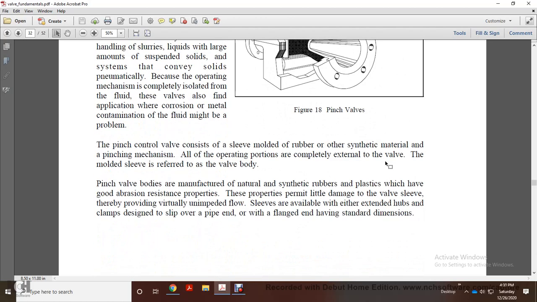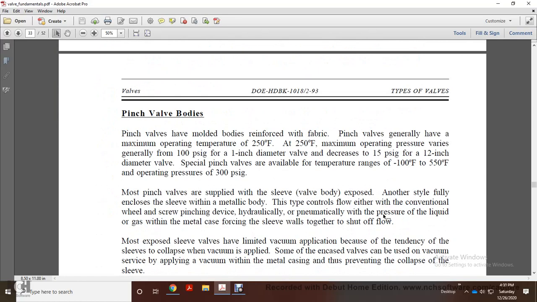The pinching control valve is a sleeve molded with rubber or other synthetic material with a pinching mechanism. All operating portions of the control are external to the valve. The molded valve sleeve is referred to as the valve body. Pinch valve bodies are manufactured from natural or synthetic rubber or plastic, which have good abrasion resistant properties. These properties permit little damage to the valve sleeve. Therefore, by providing virtually unimpeded flow, sleeves are available with either extended hubs or clamps designed to slip over the pipe, with flange widths and standard dimensions.